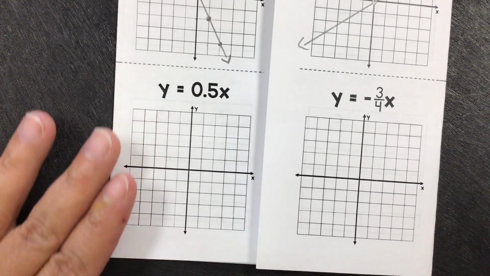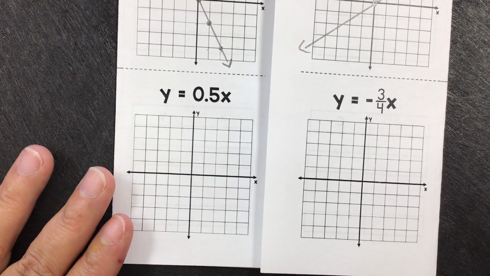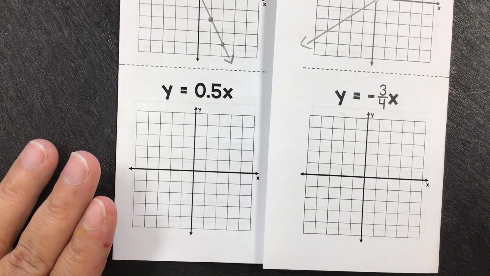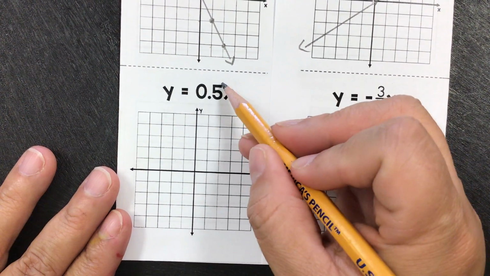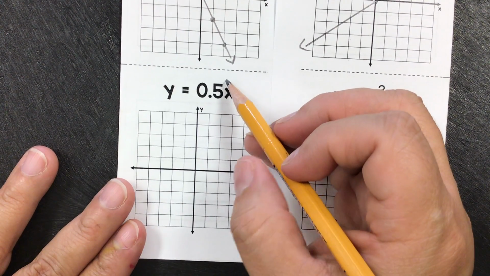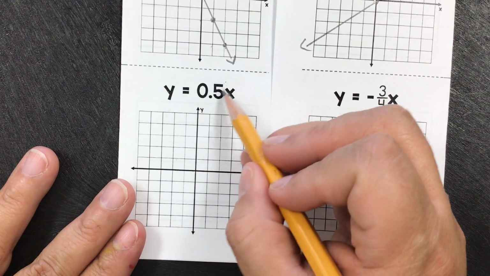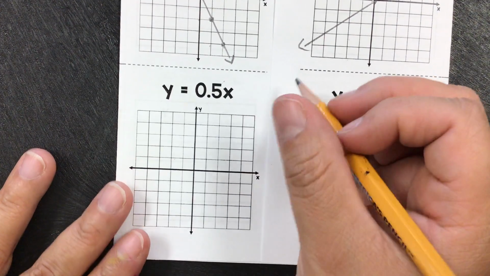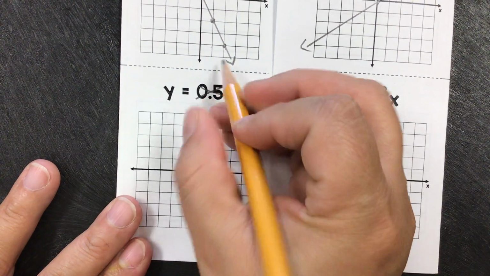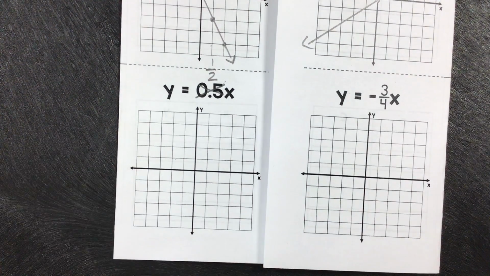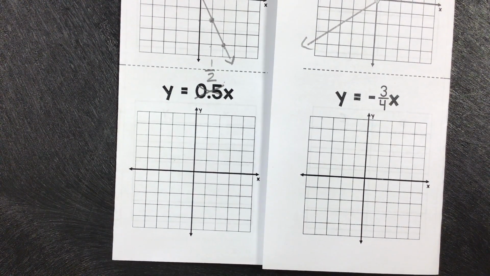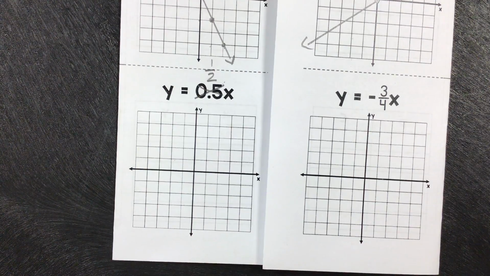For the next one, we have y is equal to 0.5x, and you could move a half. That's what you could do. But what I would rather you do is make these into a fraction. Hopefully you know that 0.5 is the same thing as saying 1/2. But in case you don't, you could also use your calculator.